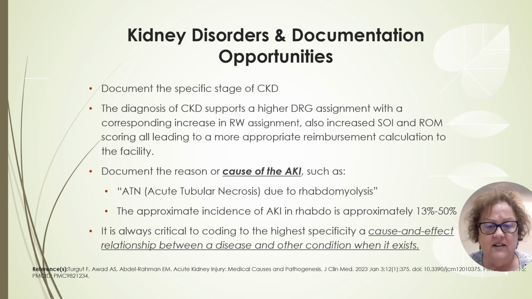Document the reason or cause of the AKI, such as acute tubular necrosis due to rhabdo. The approximate incidence of AKI in rhabdo is about 13 to 50%, depending on your population. It is always critical to code to the highest specificity the cause and effect relationship between a disease and the other condition when it exists.